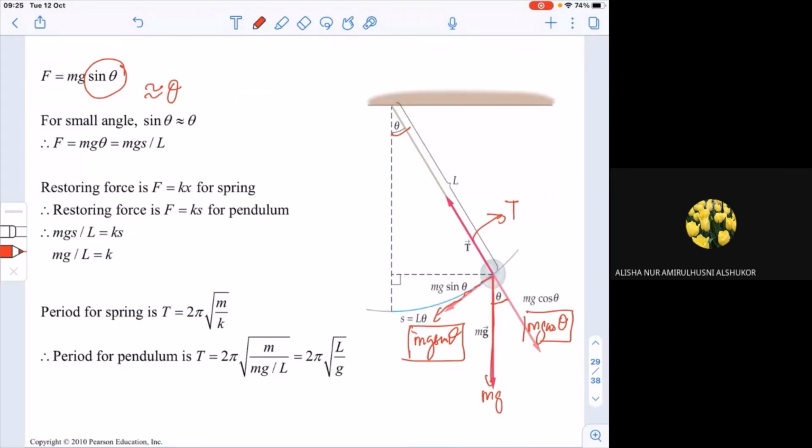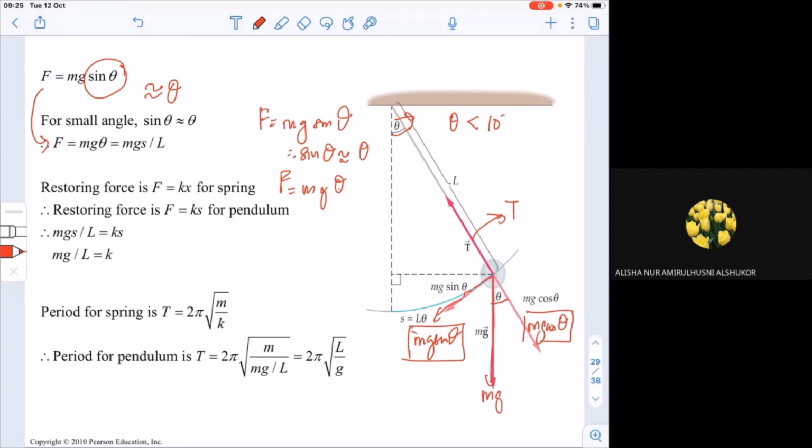For a small angle, sine theta, we need it to be very, very small. That's why in the experiment we used a theta less than 10 degrees, because we want sine theta to be close enough to the value of theta. For a small angle, sine theta becomes theta, so that we can substitute into the equation F equals mg sine theta. We make sure that sine theta is really small until it reaches theta, so that it becomes mg theta.